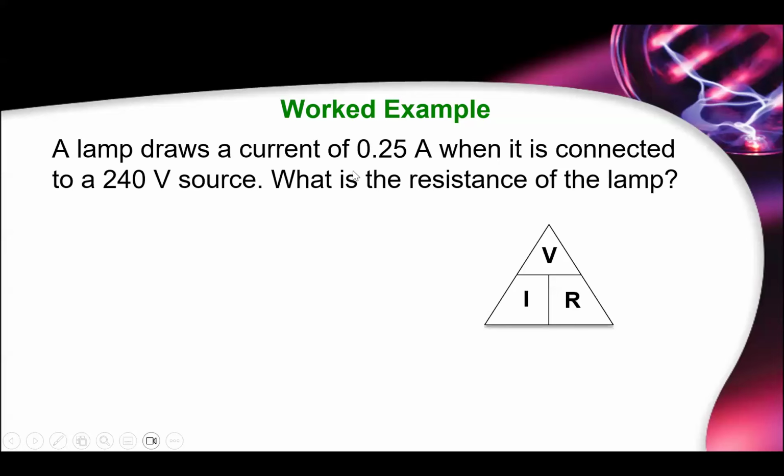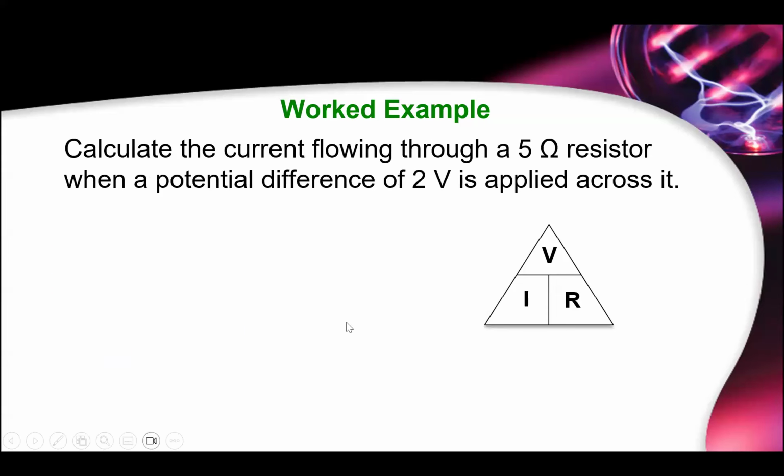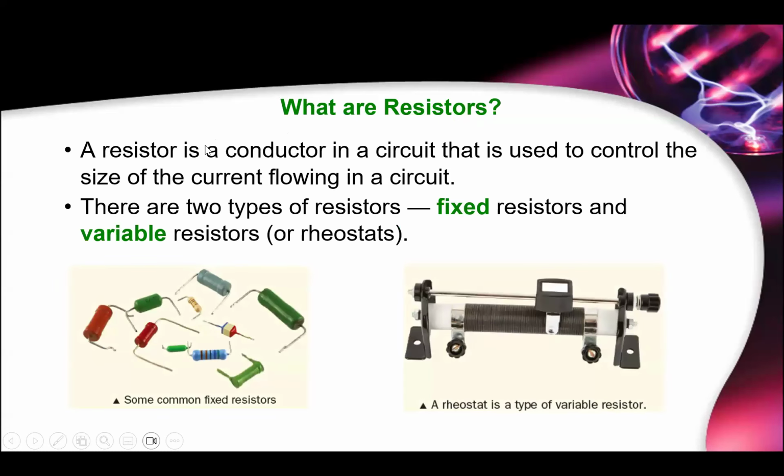A lamp draws a current of 0.25 ampere when it's connected to a 240 volt source. What is the resistance of the lamp? So I'm looking for R. It's V divided by I, which is 240 divided by 0.25, which is 960 ohms. Next one, calculate the current flowing through a 5 ohm resistor when a potential difference of 2 volts is applied across it. In this case, I'm looking for I. So I is V over R. It's 2 volts divided by 5 ohms. I get 0.4 ampere.